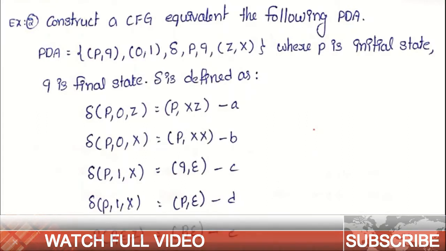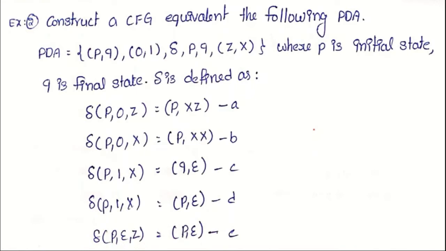Good morning students. In this video we will discuss how to convert from a pushdown automata to its equivalent context free grammar. In other words, we can construct a context free grammar from the given pushdown automata. So here the question is: construct a CFG equivalent to the following pushdown automata. It was given some pushdown automata, and now we will try to convert it into its equivalent context free grammar.